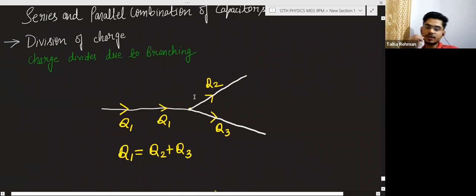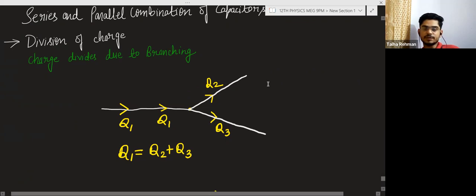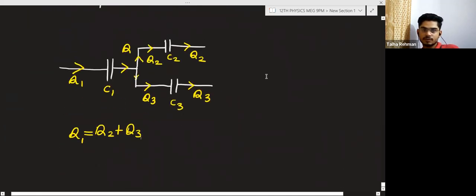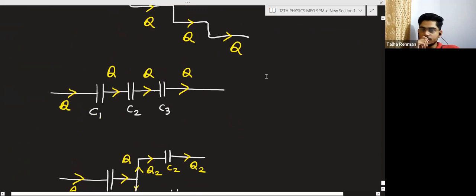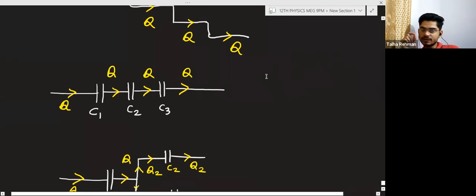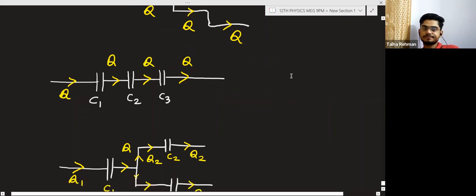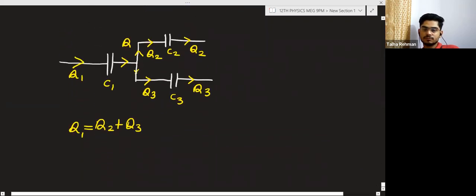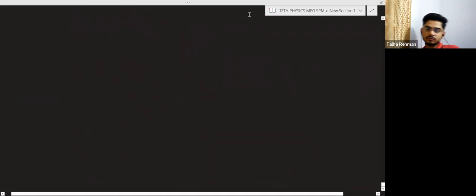So charge will only divide when there are branches in the wire. And the physical meaning of a branch is that suppose there is a wire and you connect that wire with another wire. Until the wire remains the same, the charge remains the same.